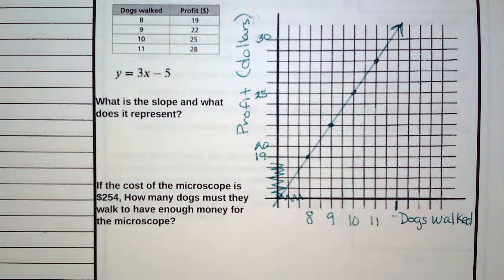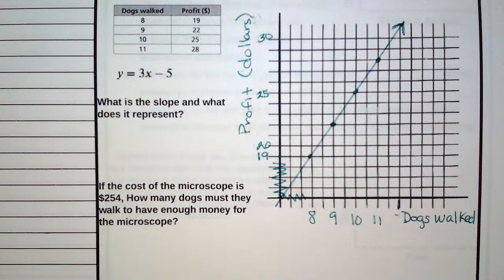Could they start with a negative balance? Actually, yes, because they might have to buy a leash, they might have to buy a harness, they might have to buy those things to help them get into the business.